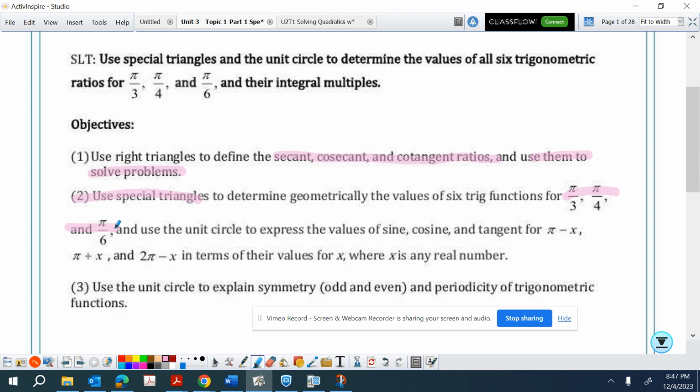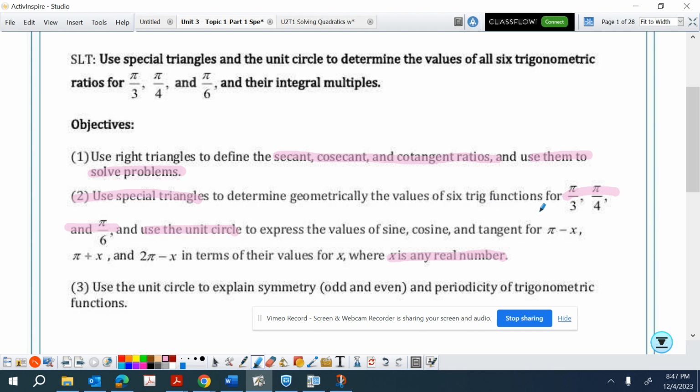They're giving us pi over 3, pi over 4, pi over 6, because these are measures in radians, so we'll review how to convert from radians to degrees and degrees to radians. And the reason we're doing those in radians is because those are real values, where it says where x is any real number. Degrees is not really considered a real number, but radian measurements of angles are. So later on, starting tomorrow, we will do the unit circle.